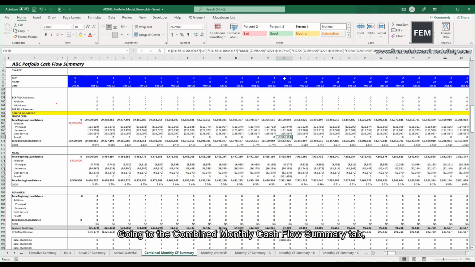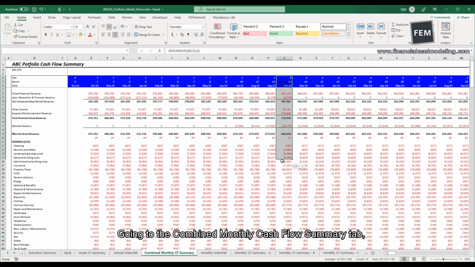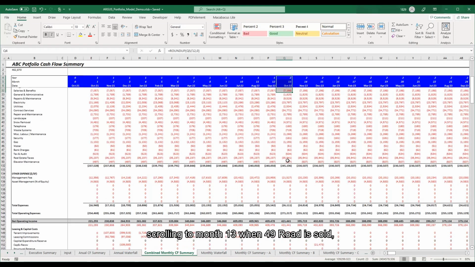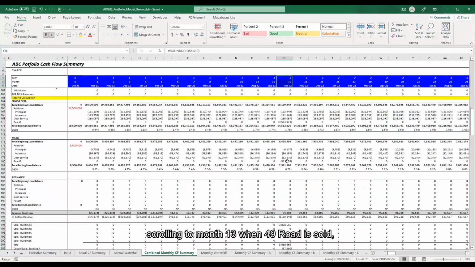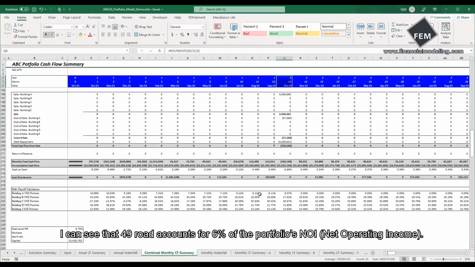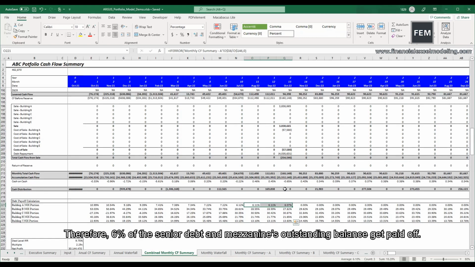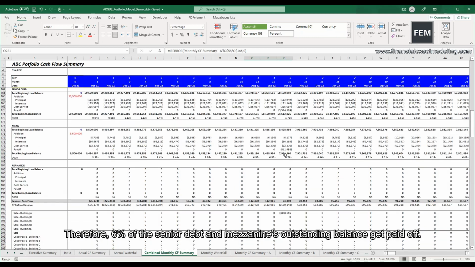Going to the Combined Monthly Cash Flow Summary tab, scrolling to month 13 when 49 Road is sold, I can see that 49 Road accounts for 6% of the portfolio's NOI. Therefore, 6% of the senior debt and the mezzanine's outstanding balance get paid off.